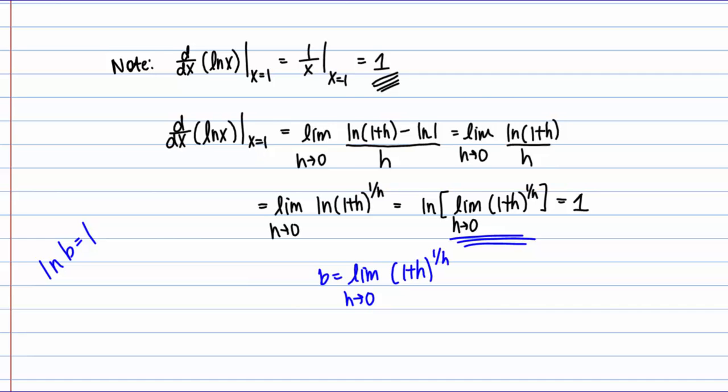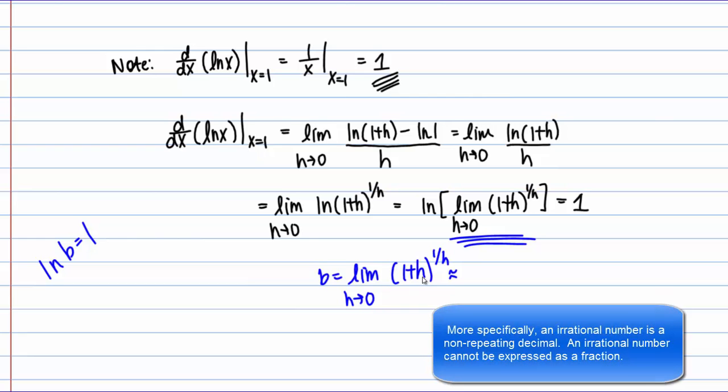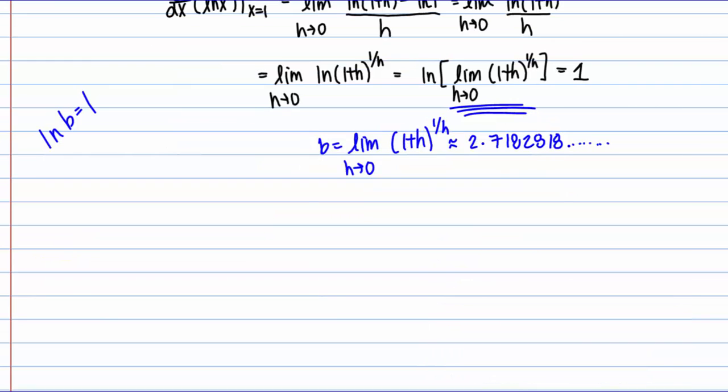And if you were to find a value for this limit, you would find that it's an irrational number. All right, that means a number that just goes on forever and ever. So I can give you a few digits of it here: 2.7182818, and so on. It just keeps going forever. And we call this number e. So the base of our natural log is this limit, which is the number e.